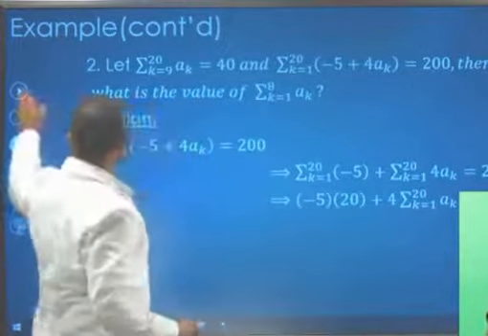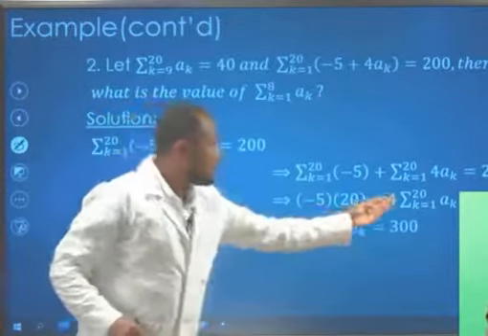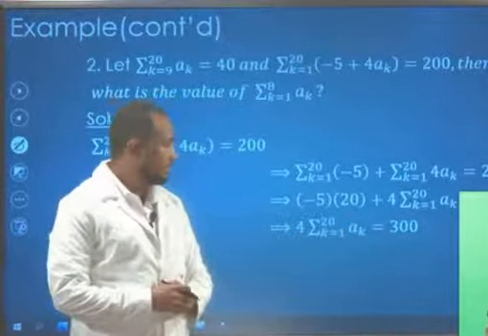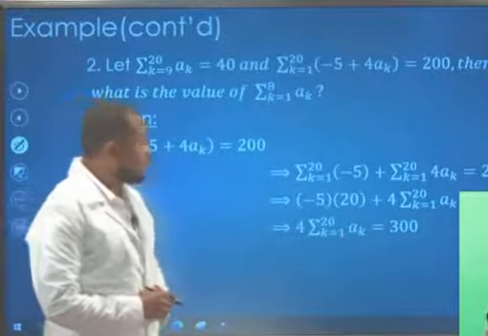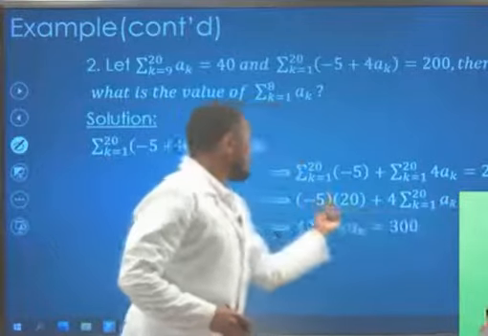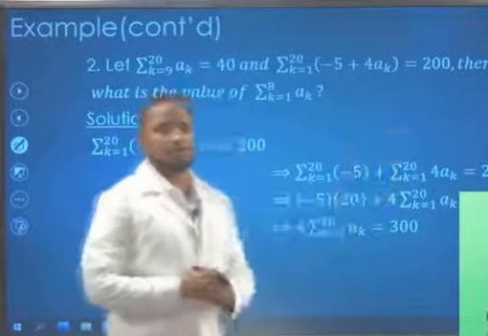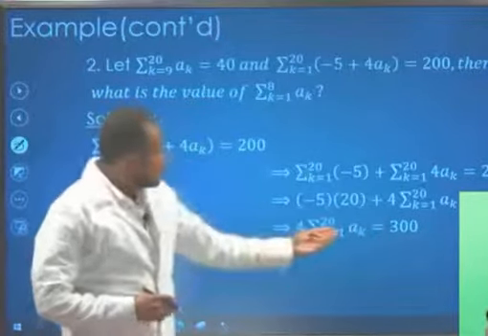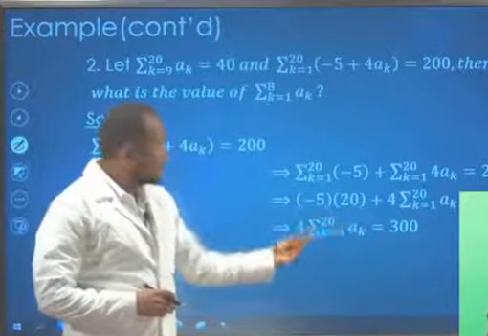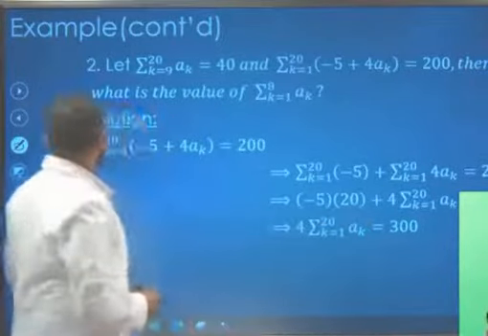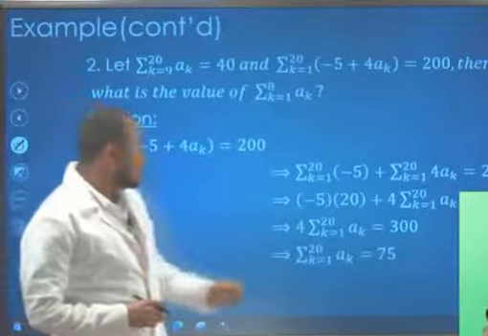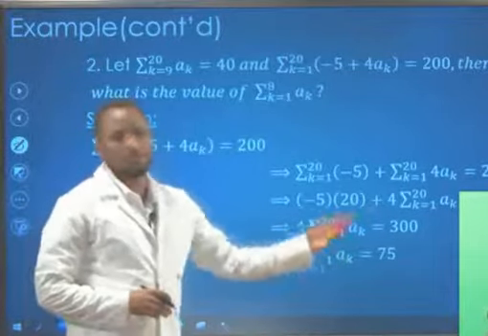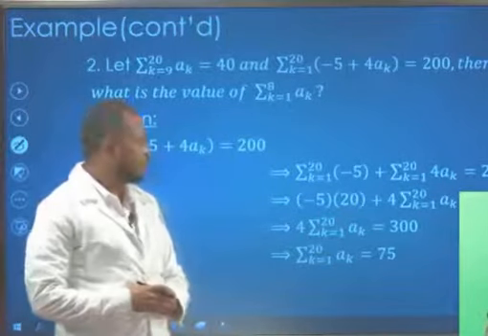So from this, the summation of 4 times a_k, where k starts from 1 up to 20, is equal to 200 minus (-100). We put the other side, and the result will be 300. To find the summation of a_k, divide both sides by 4. When you divide by 4, the summation of a_k, k from 1 up to 20, is equal to 300 divided by 4, which is 75.